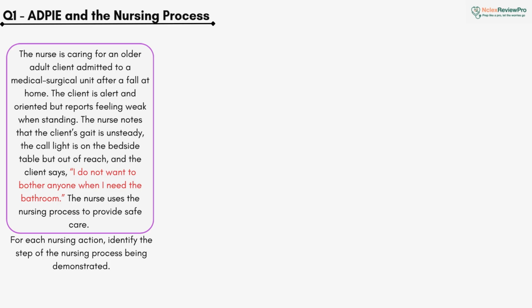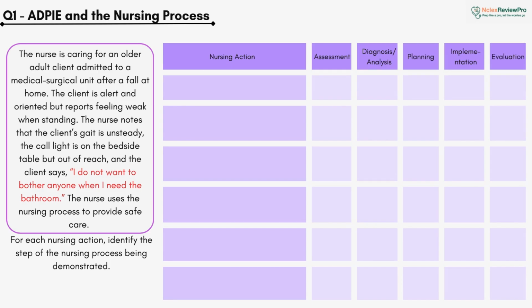And the question is asking you to identify which step of the nursing process is being demonstrated by each nursing action. This is a matrix grid question. That means each row gives you a nursing action, and you have to match that action with the correct step of the nursing process. Your choices are assessment, diagnosis or analysis, planning, implementation, and evaluation.